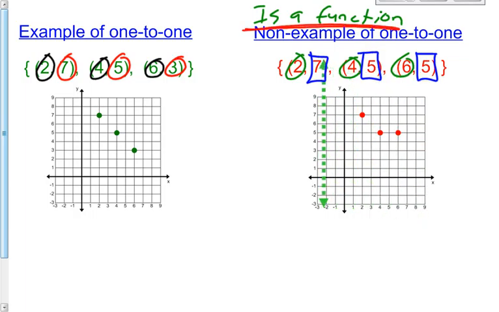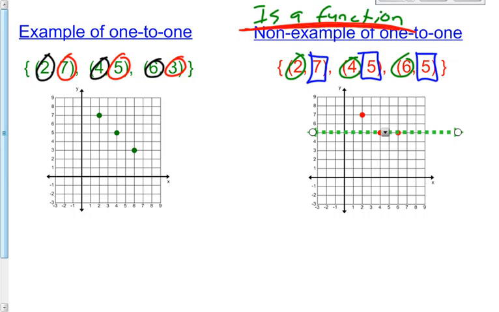Make sure you get that into your head. It is a function. However, it's not that special type of function in which it is one-to-one, because right there it touches 2 different points. So I hope that makes sense to you. I know that you guys have had this definition before in the past.